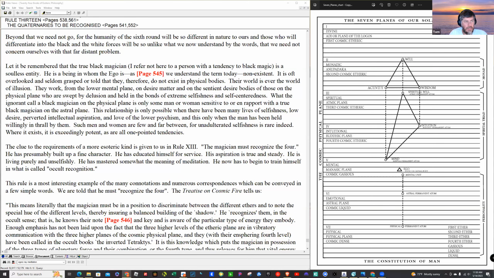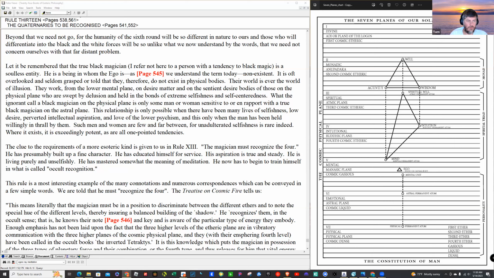Beyond that, we need not go, for the humanity of the sixth round will be so different in nature to ours that those who will differentiate into the black and the white forces will be so unlike what we now understand by the words that we need not concern ourselves with that far distant problem.